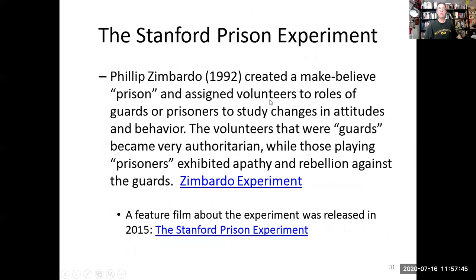Philip Zimbardo's Stanford Prison Experiment is also famous. He created a fake prison of sorts in a basement of the psychology department of Stanford University one summer to study human interaction and a number of other aspects of the prison and guard experience.